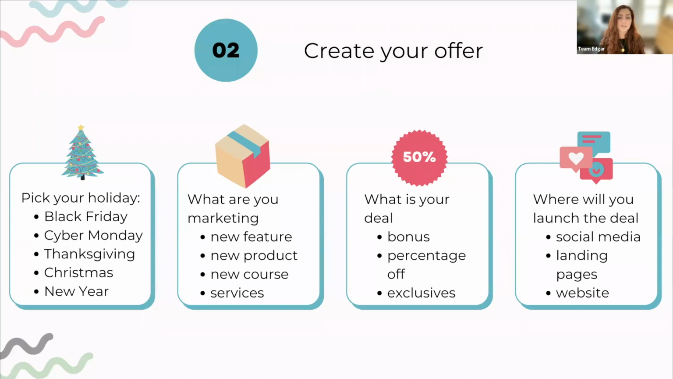Next, you need to decide what your deal is. Are you going to offer a bonus? If people purchase your product, then you're going to offer them something in exchange for that. Are you going to offer them a percentage off, which is very typical? A lot of stores give between 20 to 50% off for Black Friday sales in particular, on average about 30 to 50%. Or are you going to offer an exclusive? And you also want to be strategic about these discounts.